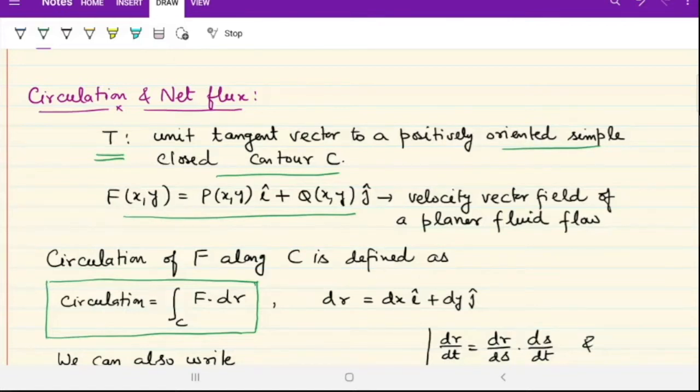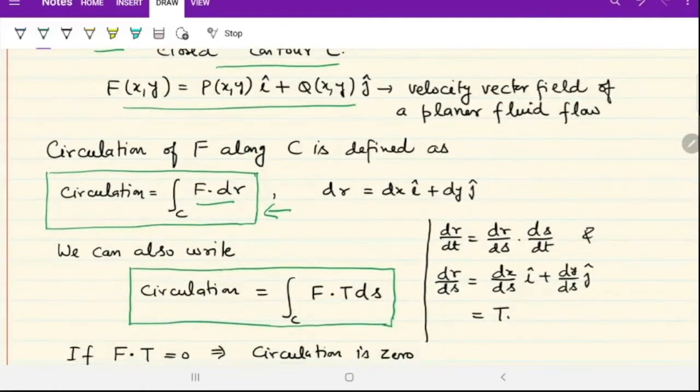So capital F will be P(x,y) i cap plus Q(x,y) j cap. Then circulation is defined via this formula, line integral over the contour C of the quantity F dot dr. There is another formula for computing circulation in terms of arc length ds. So that calculation is given here. So circulation in terms of T and ds will be F dot T ds.